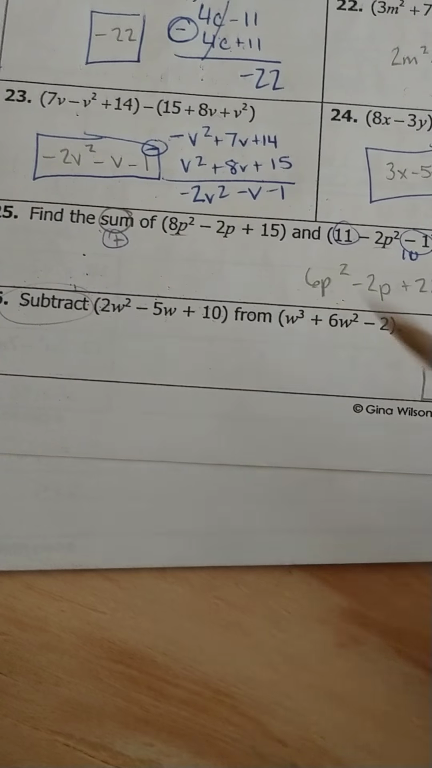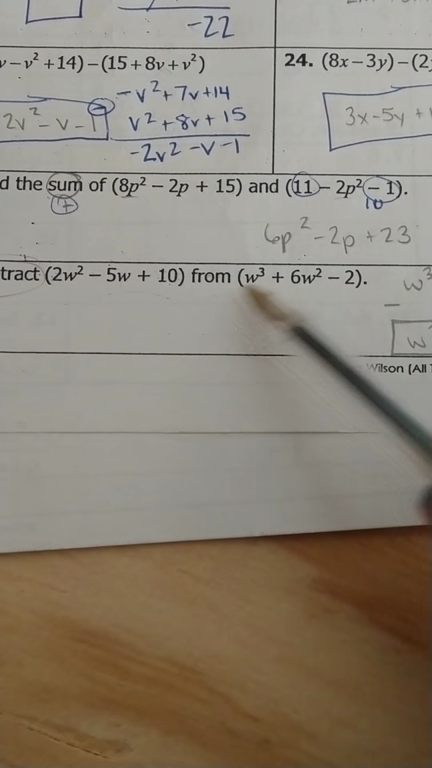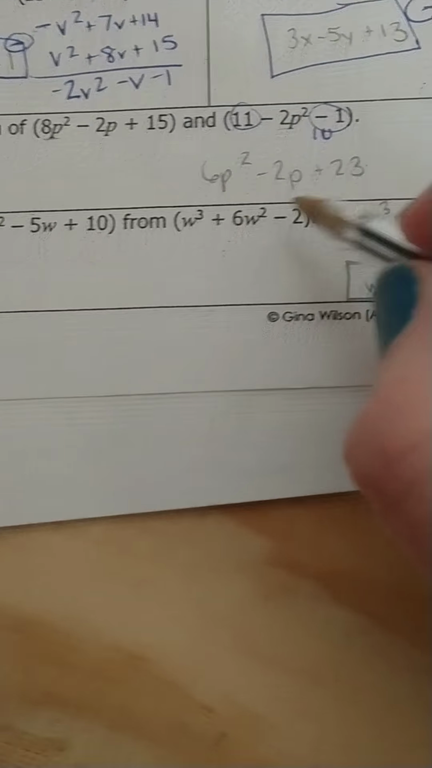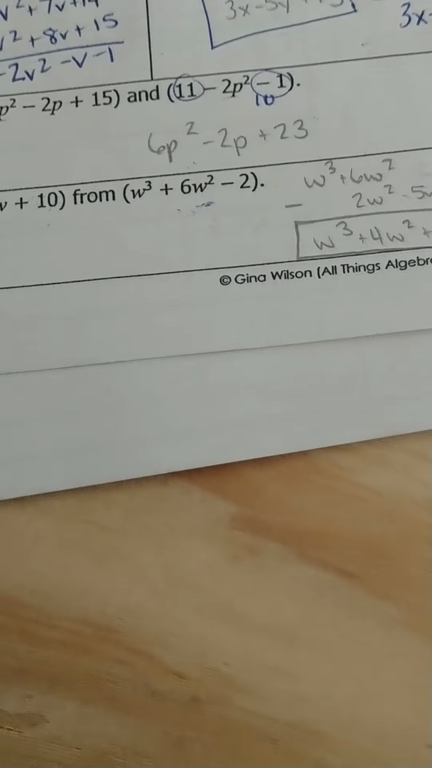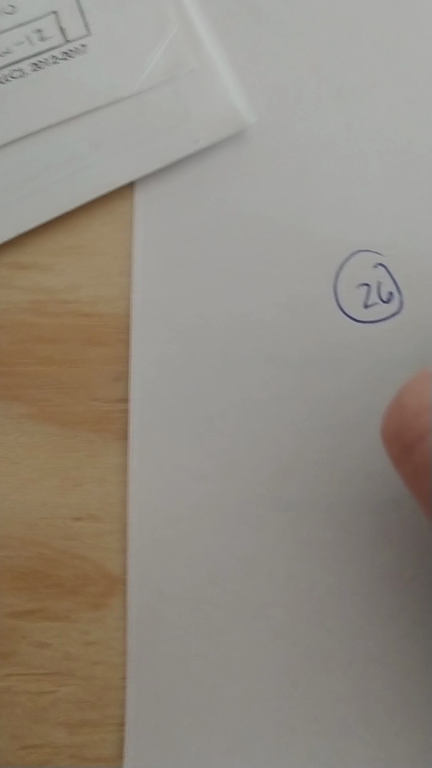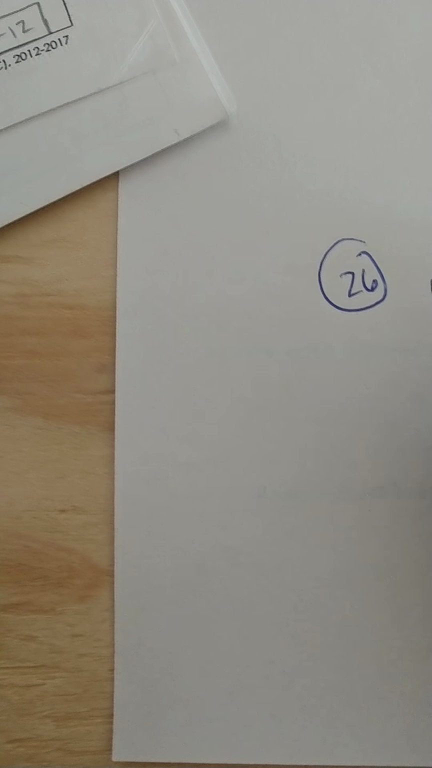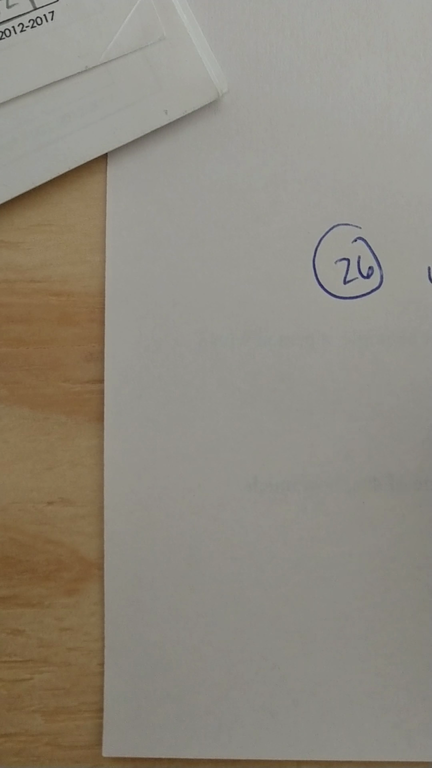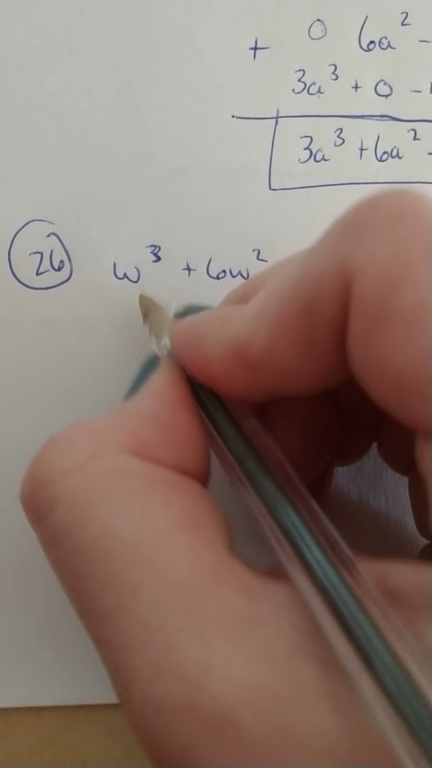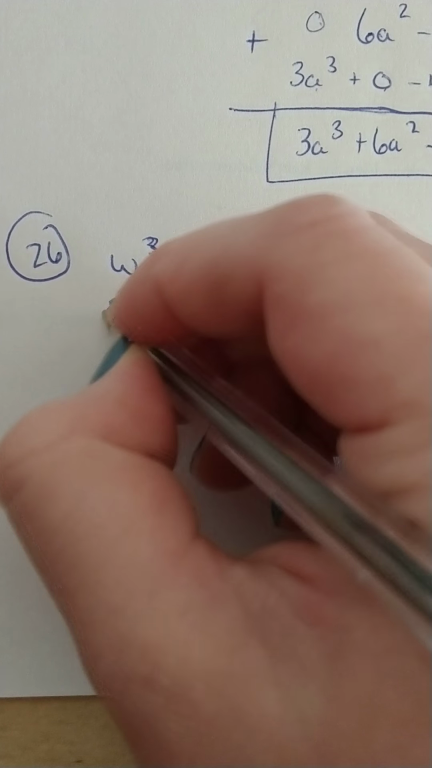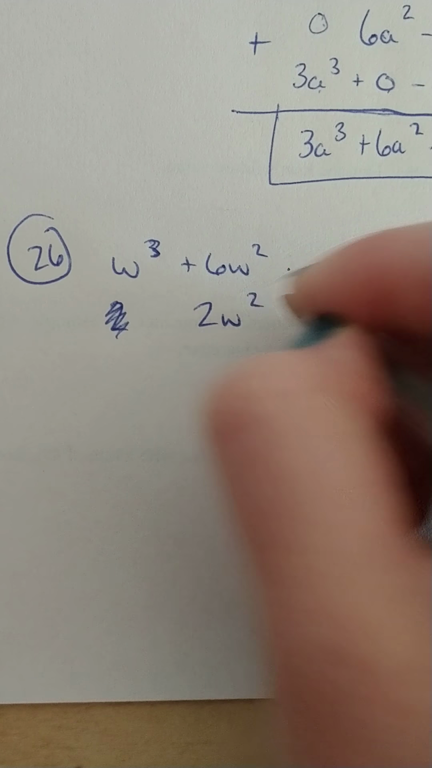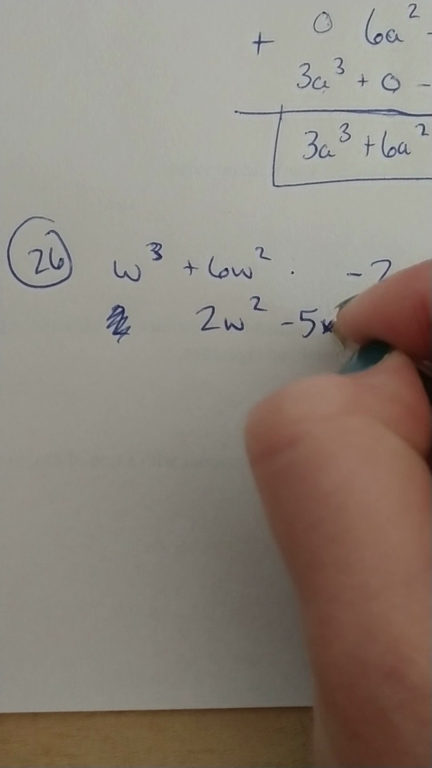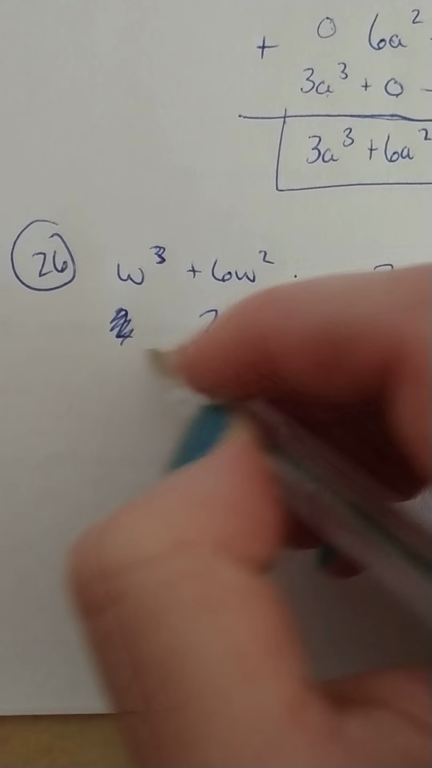So you are subtracting this expression from this expression, which means this is going to be your expression on top if we line it up. So 26, we're going to put w cubed plus 6w squared. That doesn't even look like a cubed. There we go. And I'm going to leave a space, minus 2. Oh, hey, you can even see that. Woo, there we go. Over 2w squared minus 5w plus 10.